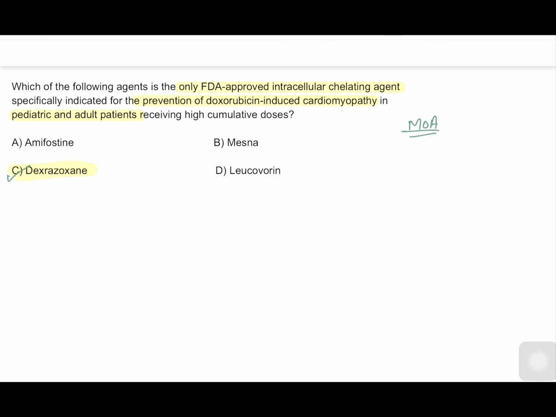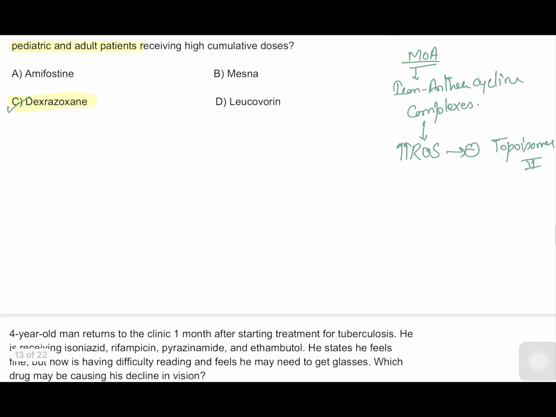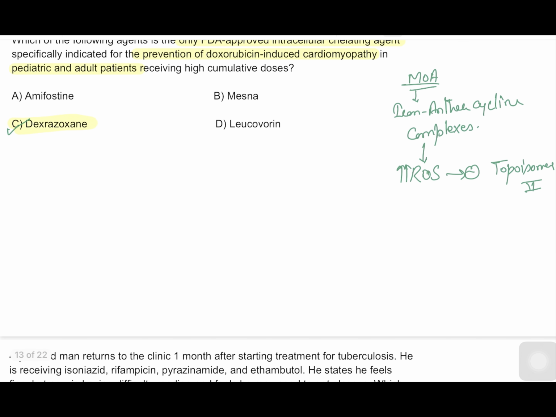doxorubicin. So doxorubicin causes cardiotoxicity primarily by forming iron anthracycline complexes. Okay? Iron anthracycline complexes, which generate reactive oxygen species, and they are inhibiting topoisomerase 2. So they are inhibiting the enzyme topoisomerase 2 in cardiomyocytes.